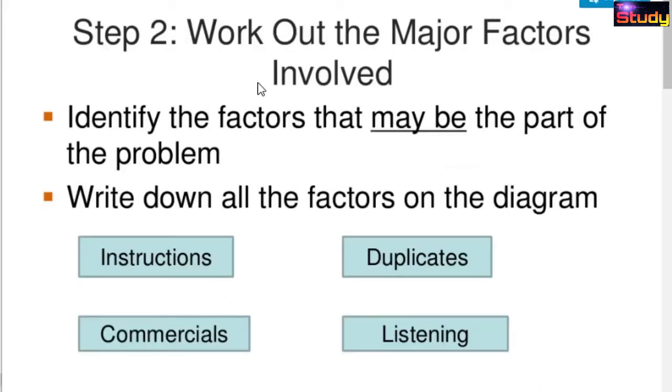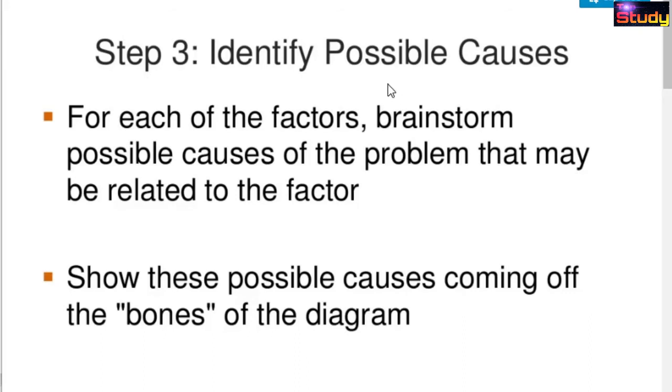Next, work out the major factors involved. First of all, identify the factors that may be part of the problem. Write down all the factors on the diagram, like instruction, duplicates, commercials, listening, like that. Now identify possible causes. For each of the factors, brainstorm possible causes of the problem that may be related to the factor. So these possible causes become the bones of the diagram. That's why this diagram is also called a fishbone diagram, because this diagram looks like a fish bone.